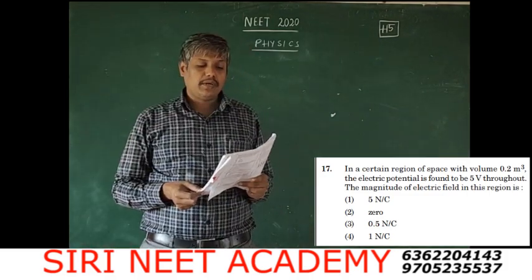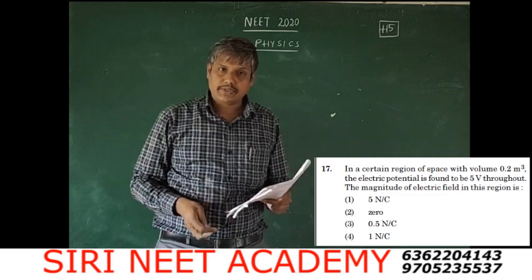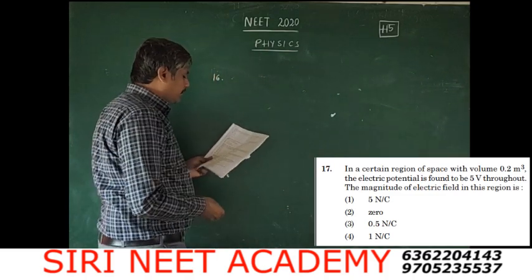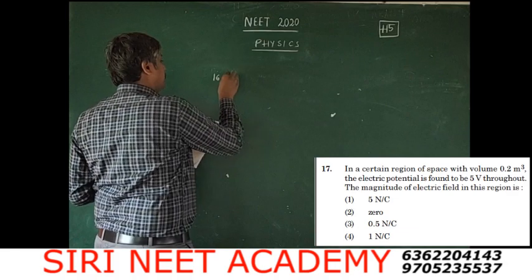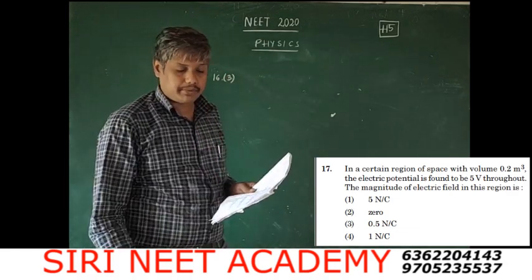Thermal energy of a monoatomic gas is, straight away, 3 by 2 kBT. The option corresponding to it will be third option.